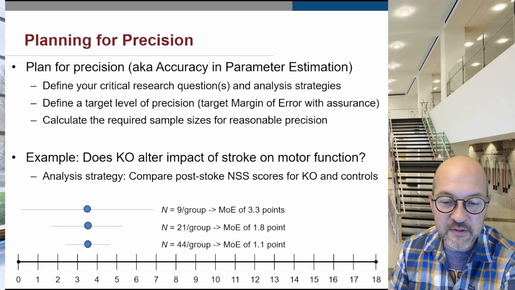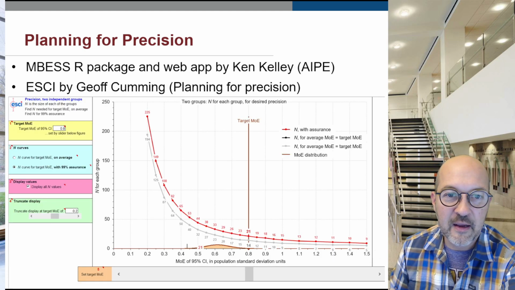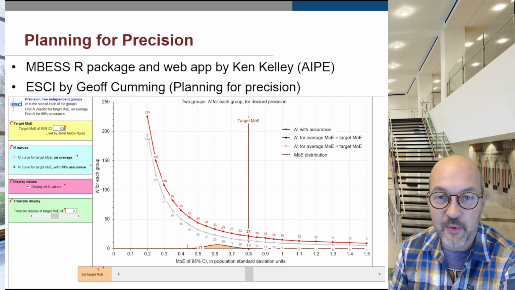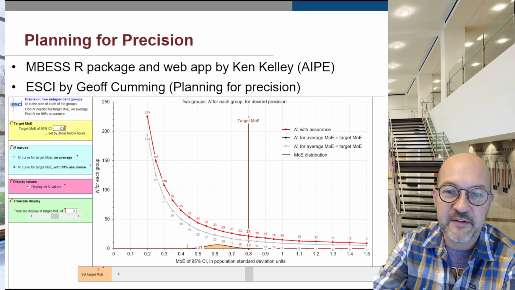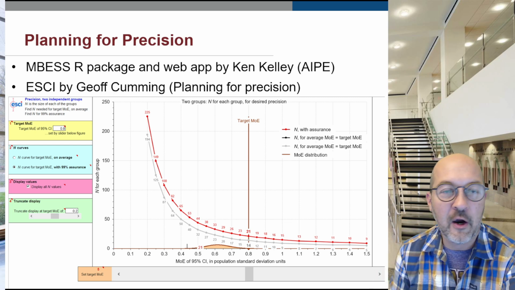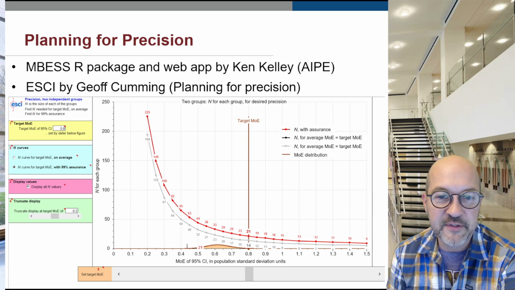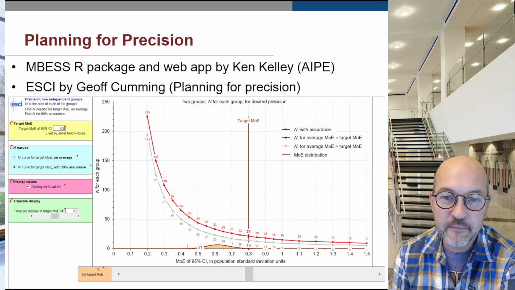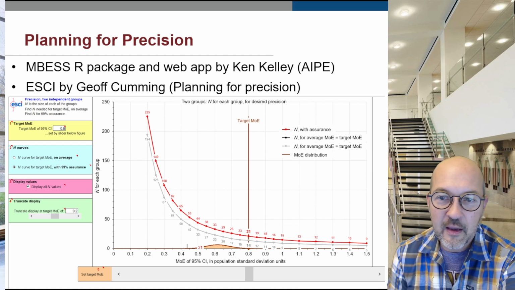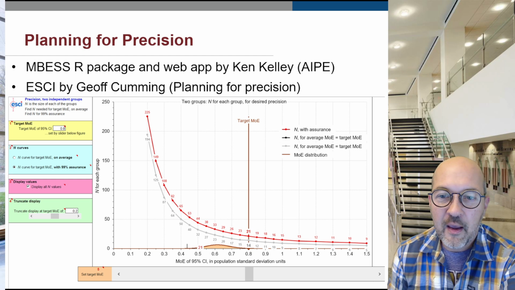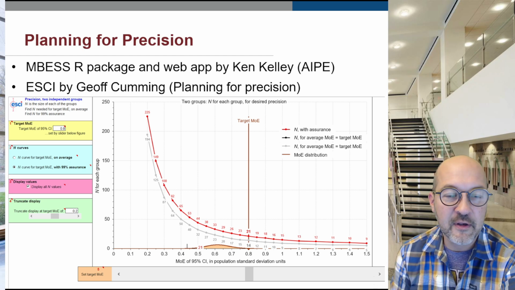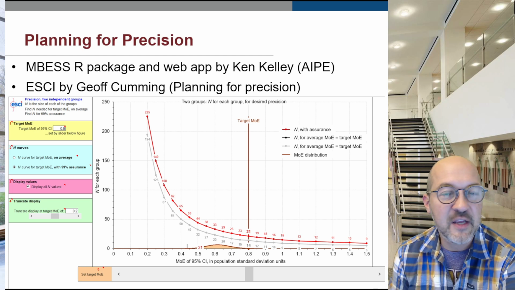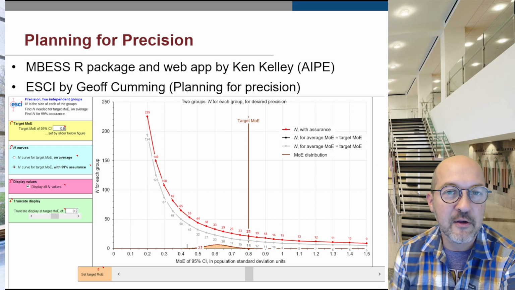How do you do these calculations? Well, there are a number of tools available. Ken Kelly, who I've already mentioned, is a leader in this approach as well. He calls it accuracy in parameter estimation, or APE, and has a package for R called MBESS, which helps you plan for precision. His website has web applications that make it easy to use these functions without having to learn R. Another free tool is called Esci. It was written by a collaborator of mine, Geoff Cumming, and it's a website for planning for precision. It's really easy to do this, much easier than planning for power. Using Cohen's d, you dial in your desired margin of error. The red line tells you the sample size that will 99% of the time obtain your margin of error or smaller.